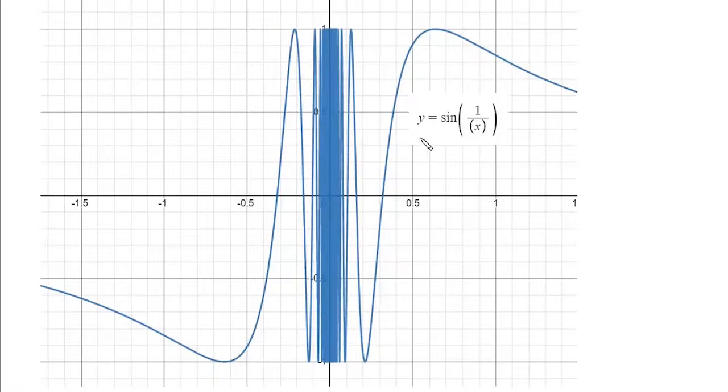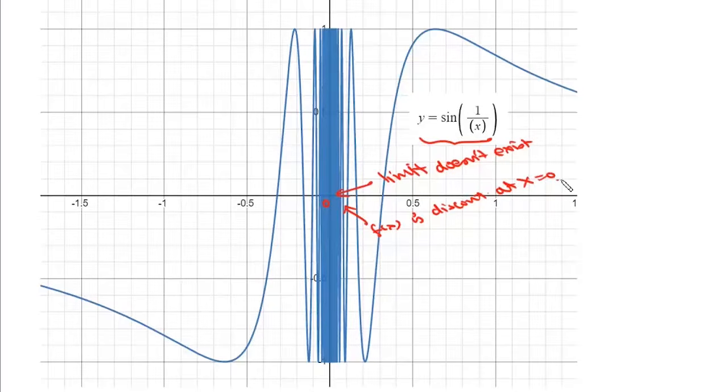Now, if we look at the graph of this function y equals sin(1/x), then at x equal to 0, it has oscillating value between minus 1 and plus 1. And therefore, this limit does not exist. And we'll say this function f(x) is discontinuous at x equal to 0. And this type of discontinuity is called oscillatory discontinuity.